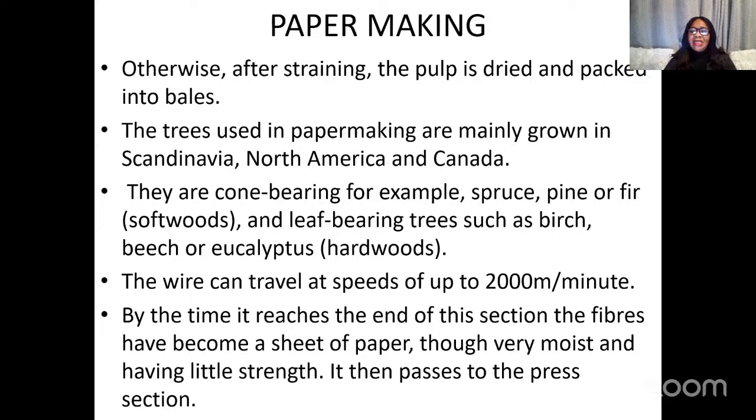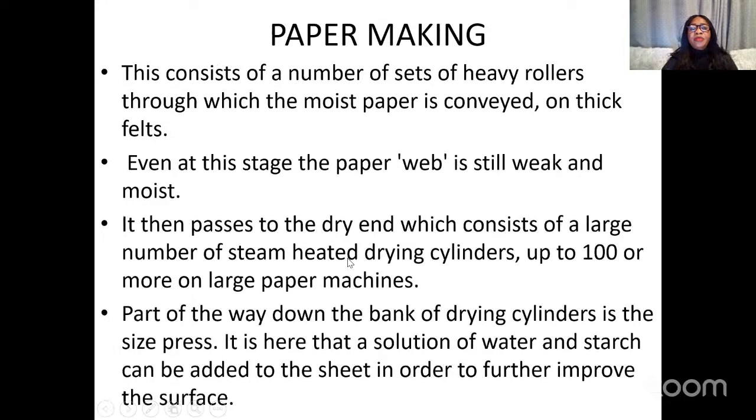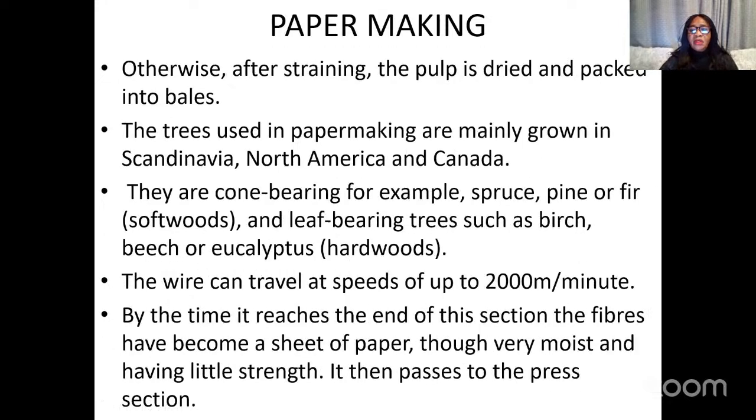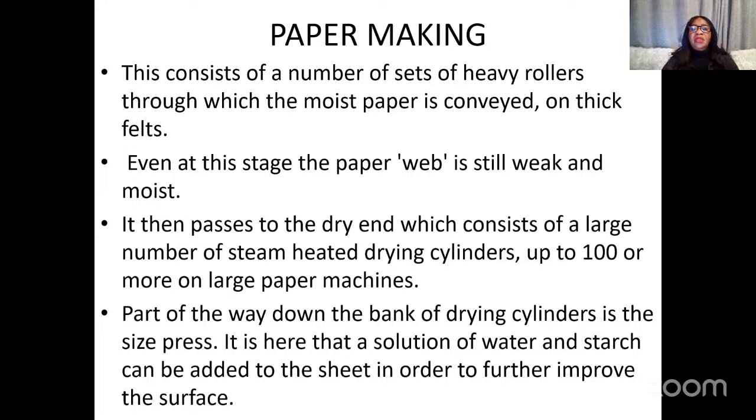Then it passes to the press section. So this press section consists of a number of sets of heavy rollers through which the moist paper is conveyed on thick felts. So even at this stage, the paper web is still weak and moist.